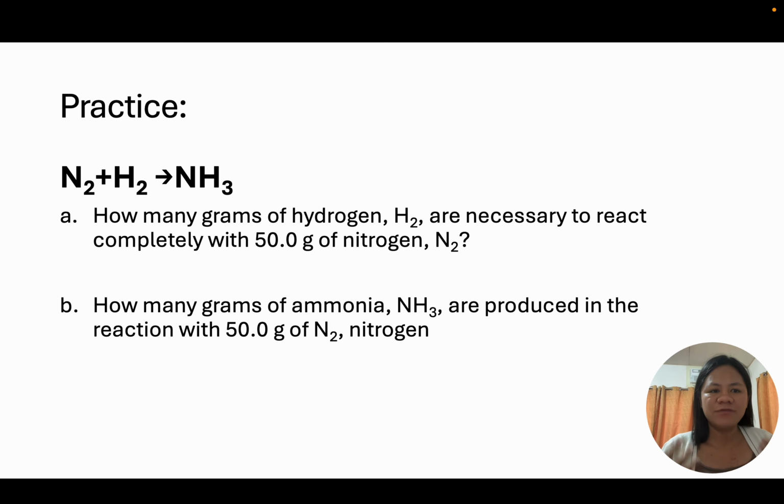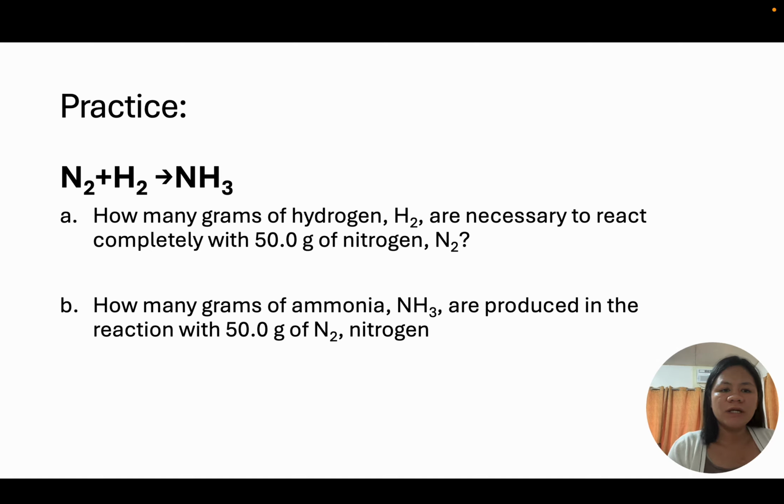So, last slide for practice, or sample problem, of mass-to-mass stoichiometry. Same with the previous slide, there is one equation and two questions. Let's take them one by one. Of course, the first thing to do is to balance this. Looking at the nitrogen, we have 2, so we add 2 right here. I will show the resulting balanced equation on the next slide.